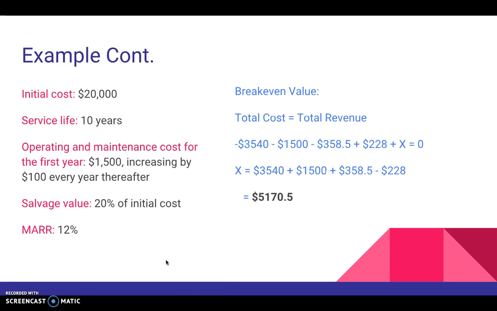So now we can get the break-even value by setting the annual worth equation to 0. And so we'll single out the X and put everything else on the right side of the equation. And there you get $5,170.50. So that's the example for break-even analysis with the time value of money.